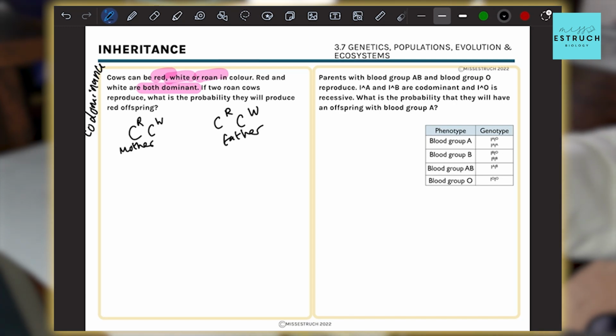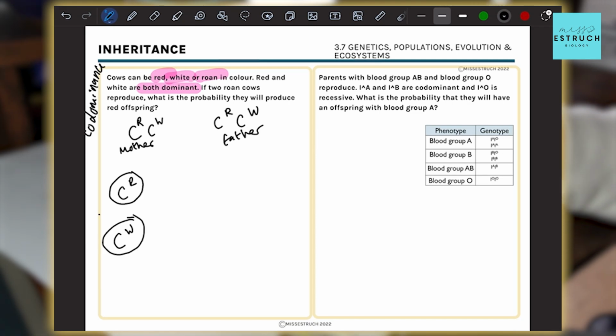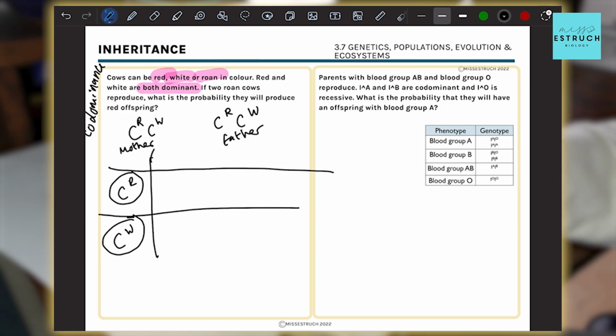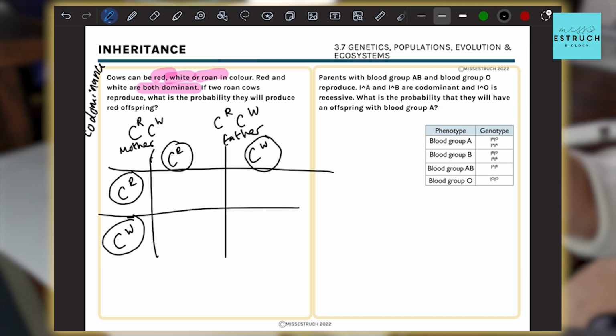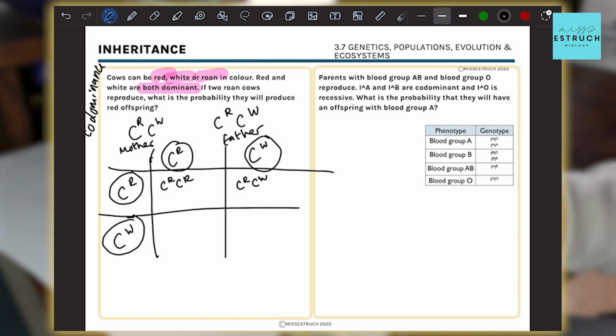Next then is saying what the gametes would be. So it'd have 1 of the dominant red, 1 of the dominant white for both parents. Okay, so that's our gametes. Now we need to do the offspring genotype. So combining these, we've got CR, CR, CR, CW, CW, CW.